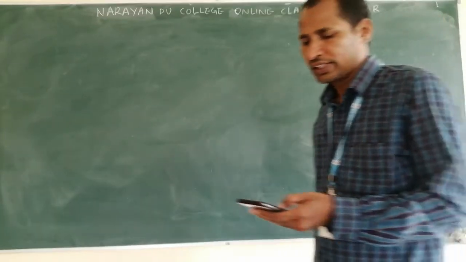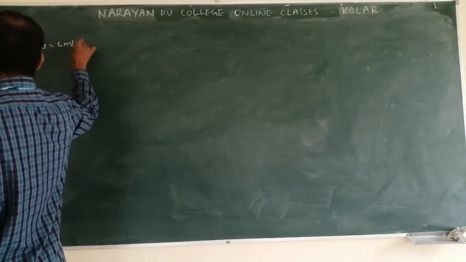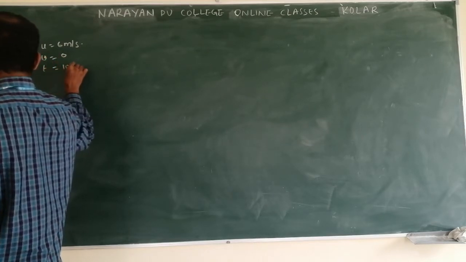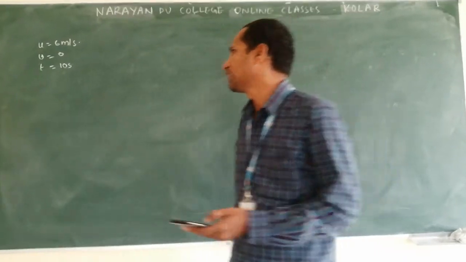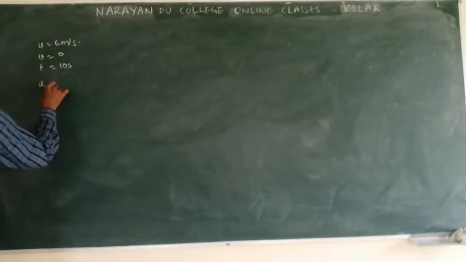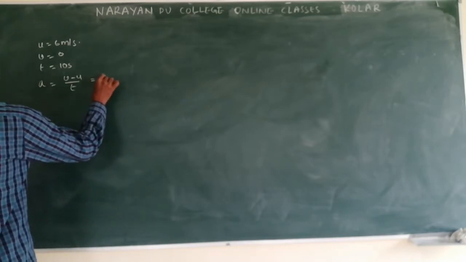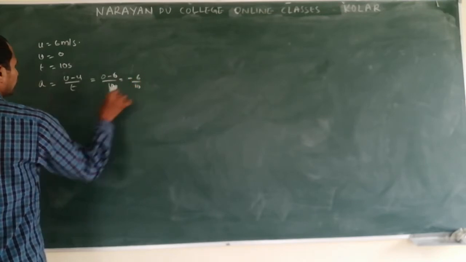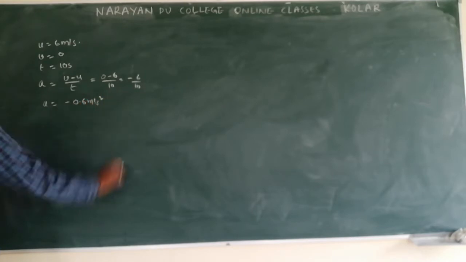It is stopping finally. So initial velocity u is equal to 6 meter per second. Final velocity 0 in how many seconds? 10 seconds. It is stopping, so is it accelerating or decelerating? It is decelerating. That deceleration we need to find. a = (v - u)/t according to kinematics. Then this will be (0 - 6)/10. So a is equal to minus 0.6 meter per second square.